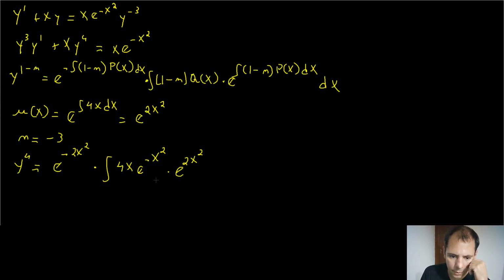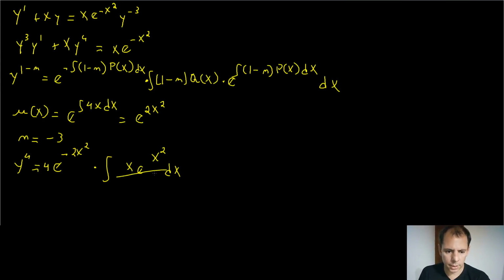Now this, I'm just already going to take care of this thing here. This is a 4, it's a constant, so I'm going to put it here outside. And here you have e to the 2x squared times e to the minus x squared. So it's 2x squared minus x squared, which is just going to be x squared. I'm going to erase this minus, and then you have a dx. So this is going to be equal to 4.